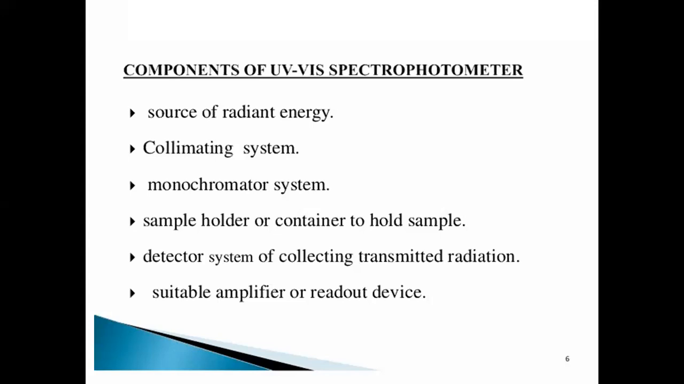Next component, detector system. Detector detects the response of the light as soon as the light passes through the sample holder. Again, it is very clear to you that absorption takes place, reflection takes place, transmission takes place. So the detector system will detect the energy and pass the signal to the recorder, to the amplifier, to the readout devices. So these are the different components involved in the instrumentation of UV spectrophotometer, which is very important.